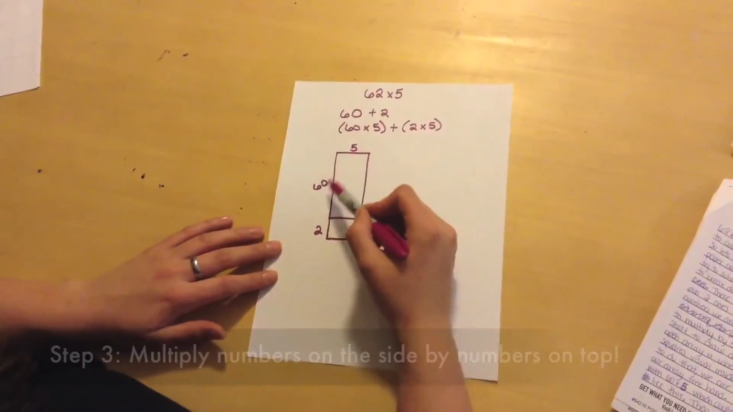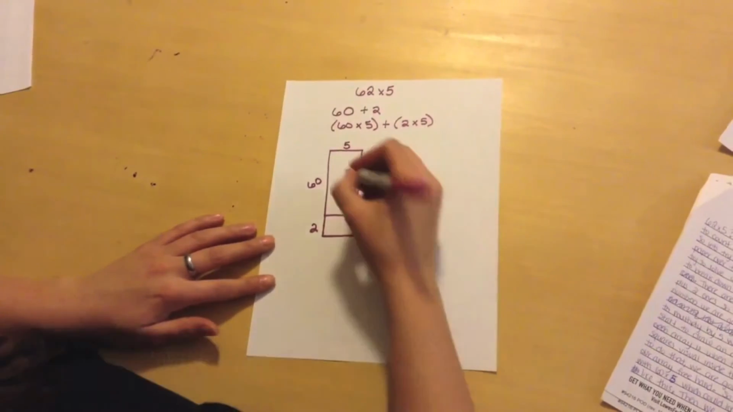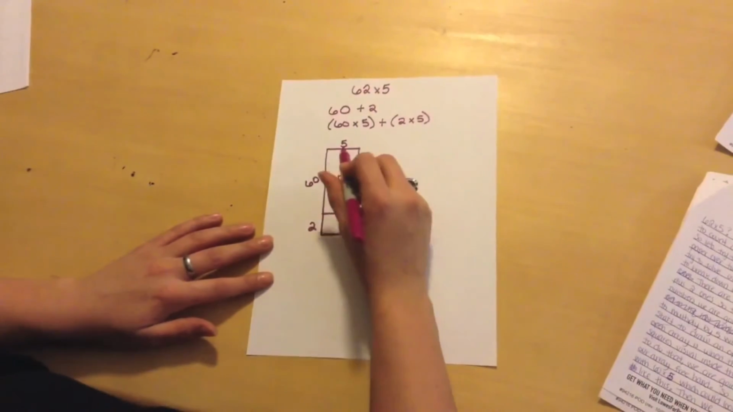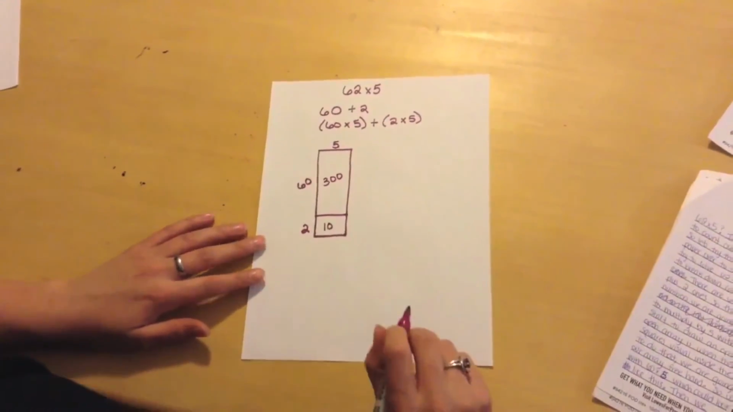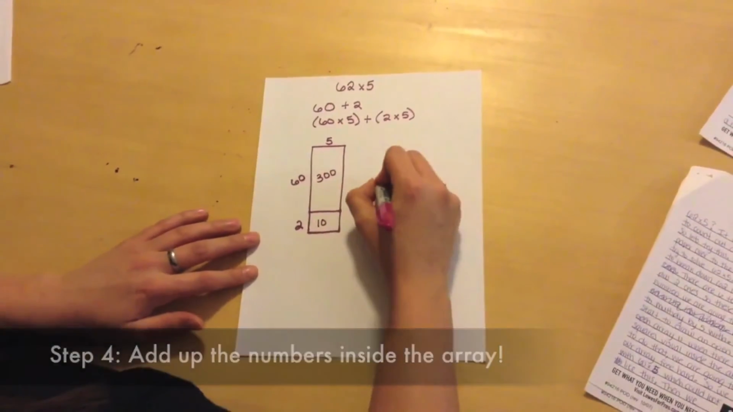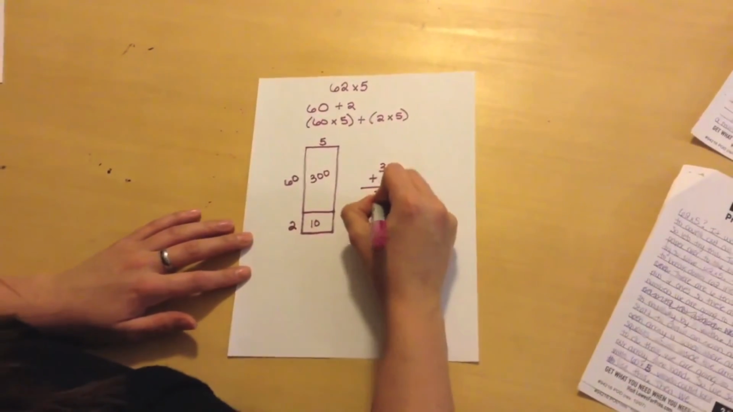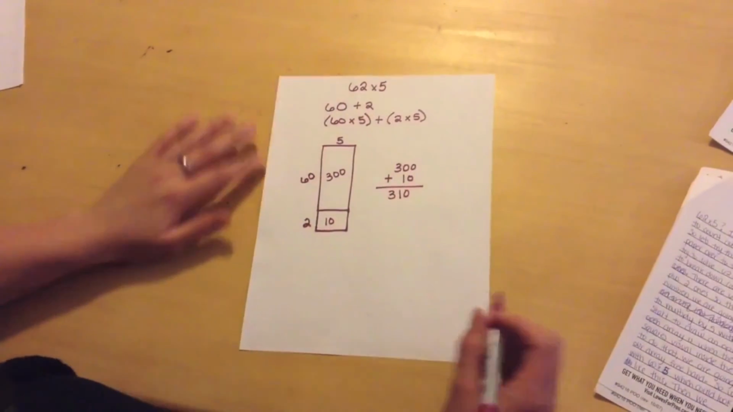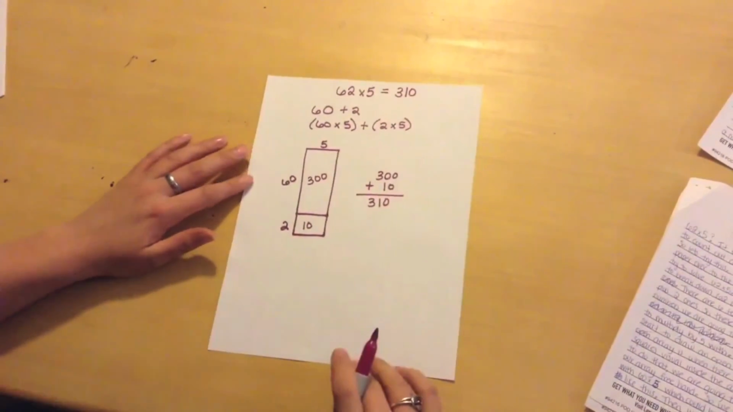So now we're going to multiply each of these numbers by 5. So 60 times 5 is equal to 300. 5 times 2 is equal to 10. Now we add up all of the numbers from inside our array. 300 plus 10 is 310. So the answer to 62 times 5 is equal to 310.